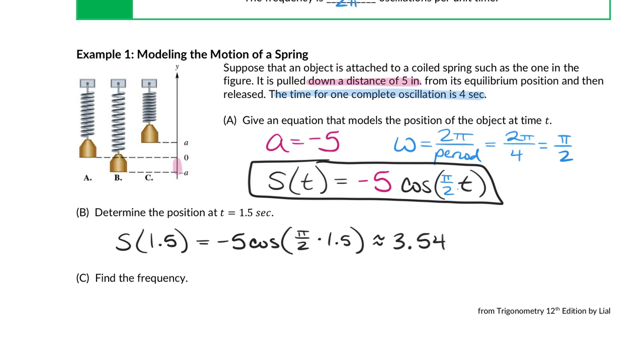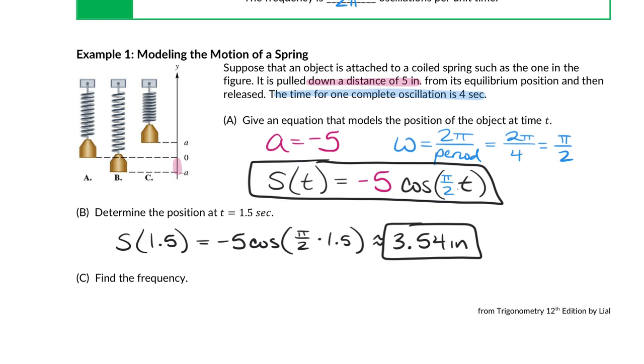3.5, let's just do one more. 3.54 inches, very good. Now, let's just interpret this for a second. If I got 3.54 inches, does that mean my spring is above or below its equilibrium point? Above. What kind of numbers would tell me it's below the equilibrium point? A negative, because we're measuring 0 to be that equilibrium point, so things above it will be positive and things below it would be negative. So that is 3.54 inches above equilibrium.